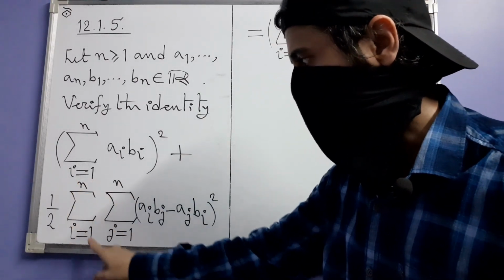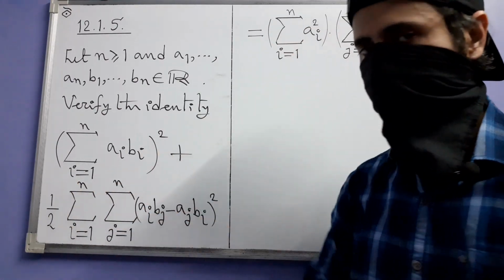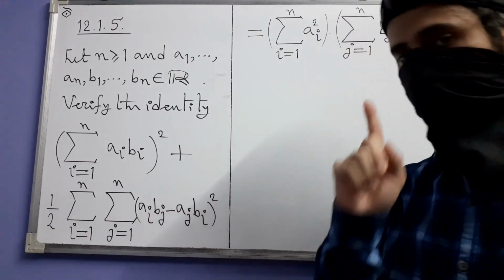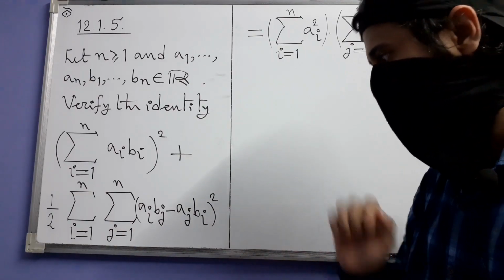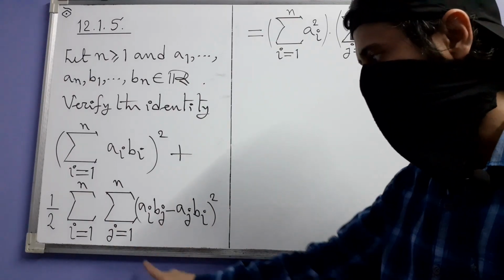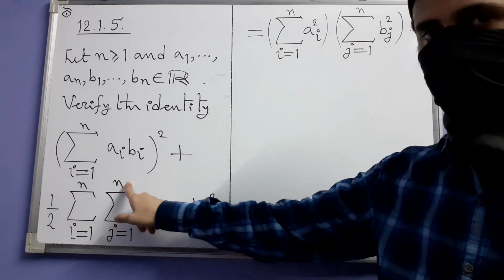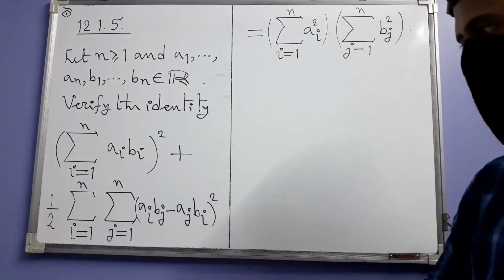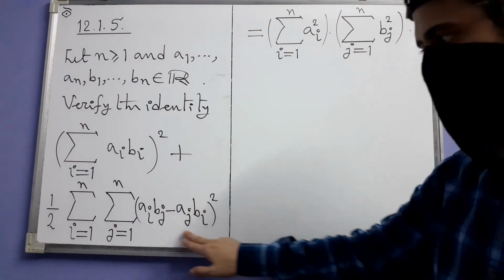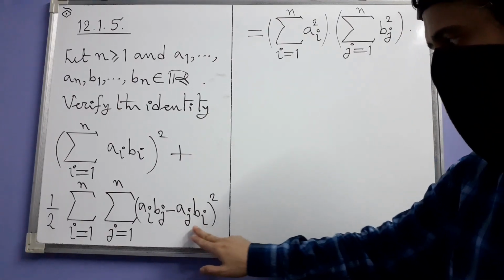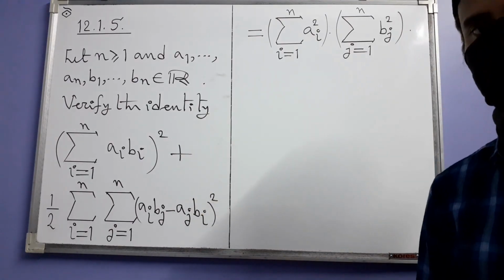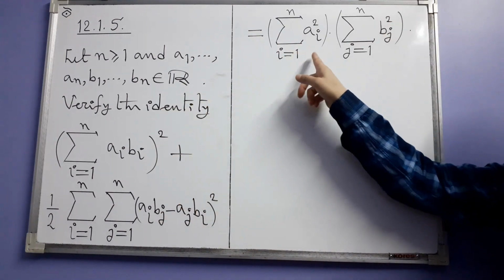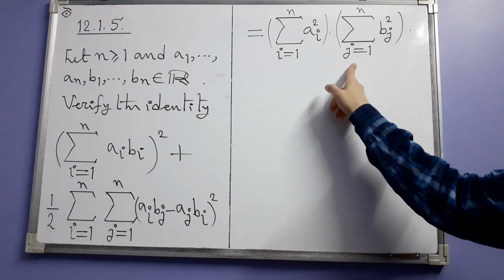In this outer sum, the index i varies from 1 to n. For each such i, you are getting one sum, that is the inner sum. In the inner sum also, j varies from 1 to n independent of i, and there is a 1 over 2 in front, and the terms are these: (ai bj minus aj bi) whole square. So this entire thing should be equal to the product of these two sums.